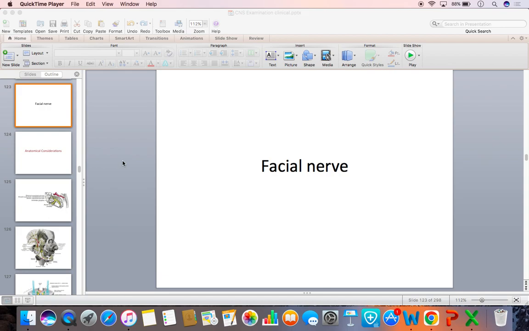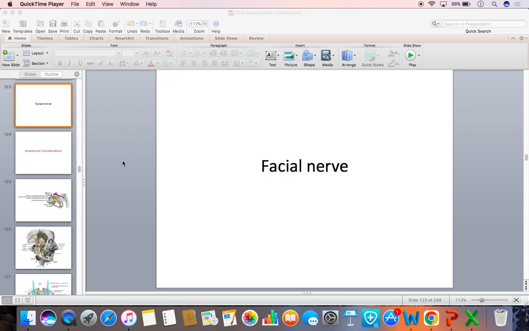With regard to the sensory function, it is responsible for the taste sensation in the anterior two-thirds of the tongue, and for the general sensation, it innervates the pinna and the external auditory meatus.